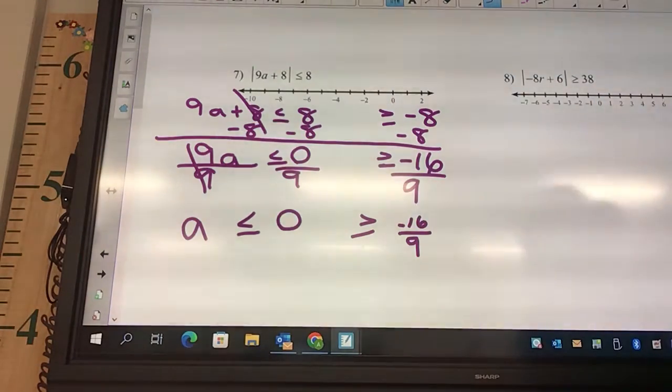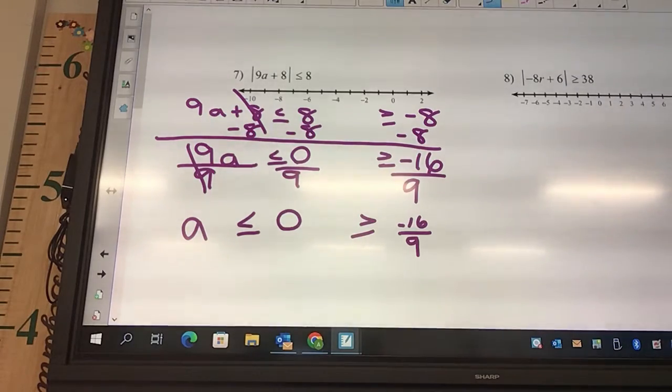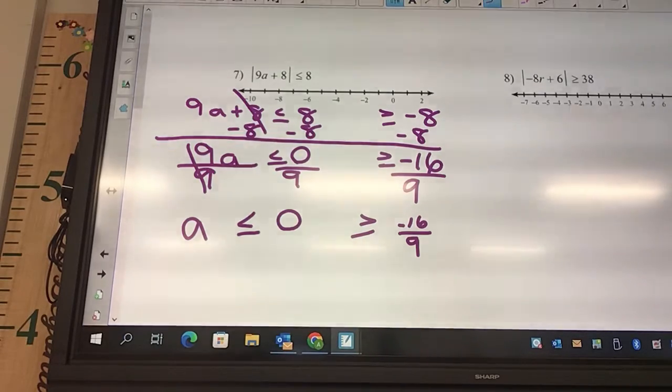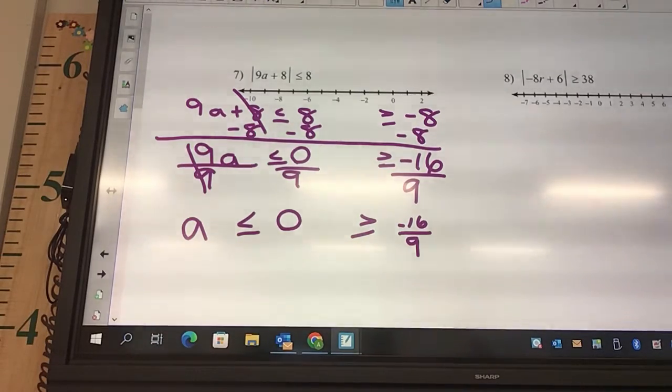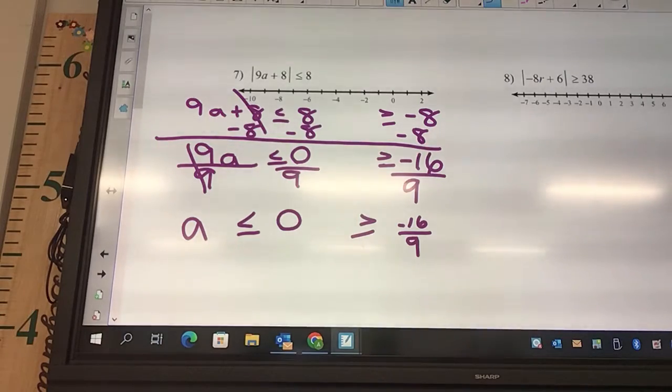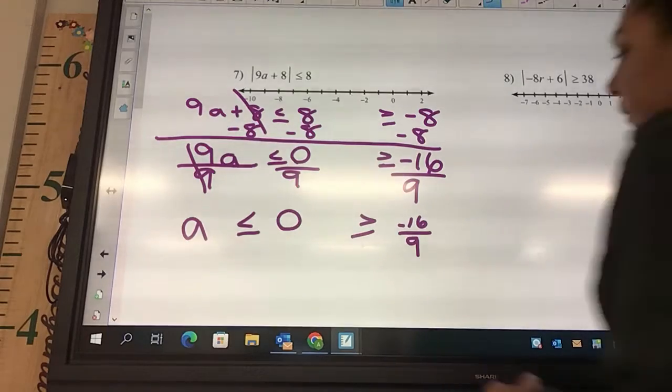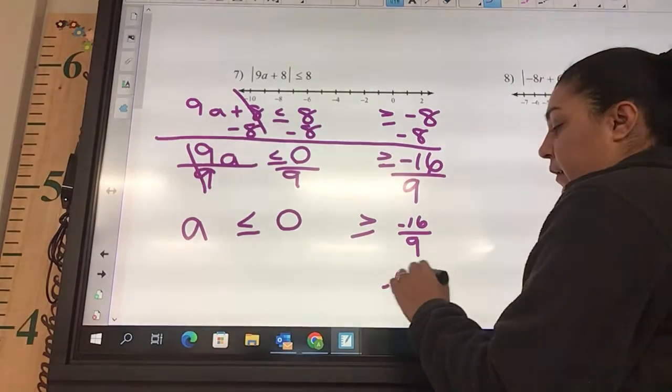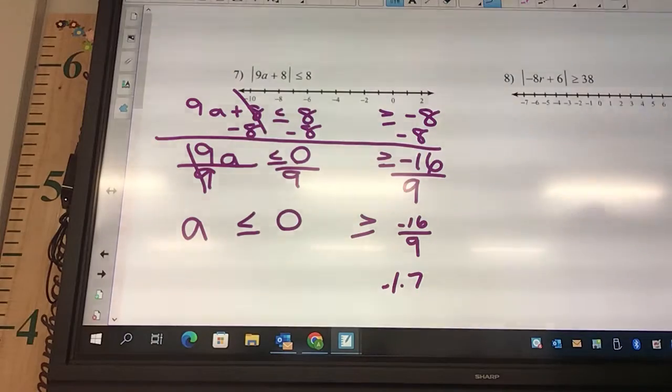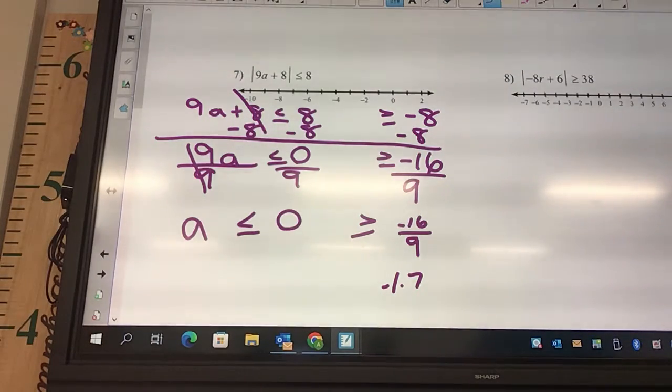Now, on your calculator, I want you to find the button that says SD. That means standard to decimal, because we need to know, you can't graph 16 over 9 without the decimal. Okay, what does that say? Negative 1.7 repeated. So now you know about where to put it, because you don't know where 16 over 9 is on a graph unless you have the decimal.